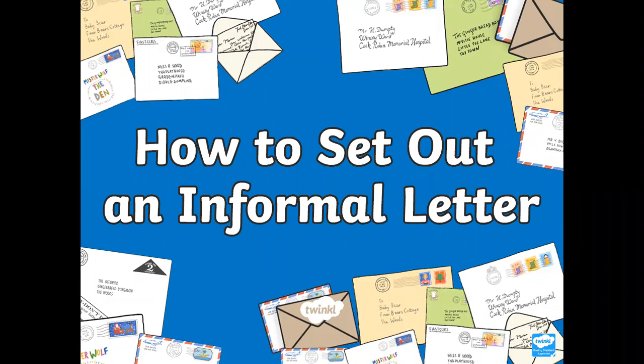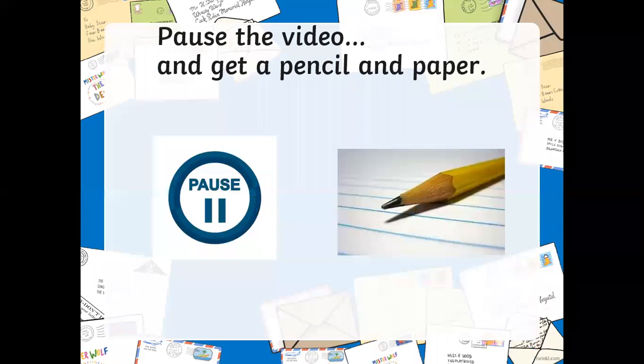Today we're going to learn how to write an informal letter to somebody. Informal means that it is to someone you know well, like a friend or a family member. Pause the video and find a pencil and a sheet of lined paper. When you've found these, press play again.